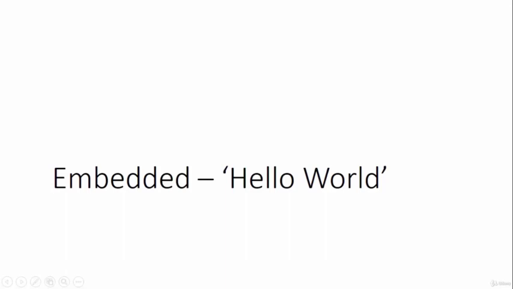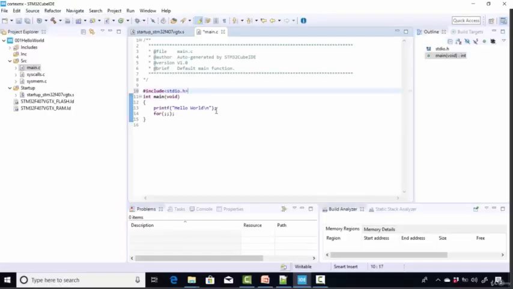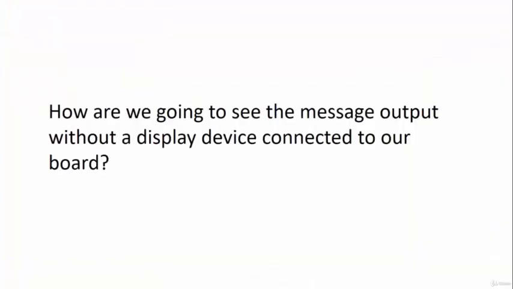So in this lecture, let's write a hello world program for our embedded board, which is based on ARM Cortex-M4 processor. Now you may be wondering how this print would work, because we don't have any display or standard output device connected to our embedded board. We don't have any monitor or LCD connected to it. So how are we going to see the output then?